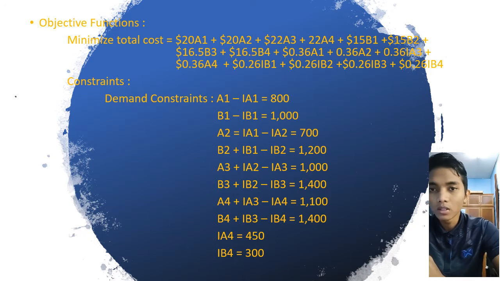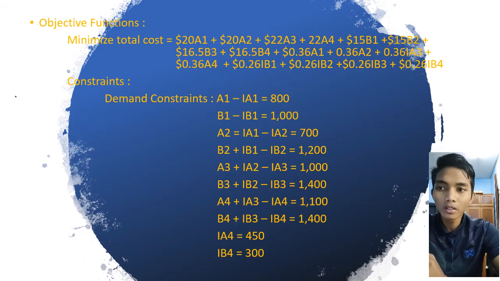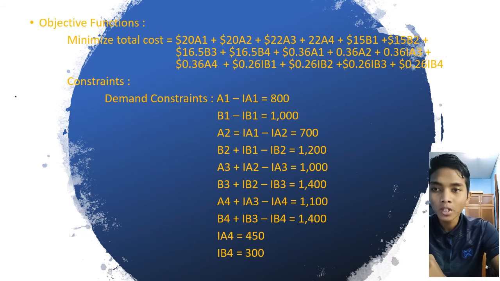So, the January demand becomes IA1 equals 0 plus A1 minus 800, IB1 equals 0 plus B1 minus 1000. Then, we rearrange the January constraints. It becomes A1 minus IA1 equals 800 and B1 minus IB1 equals 1000.